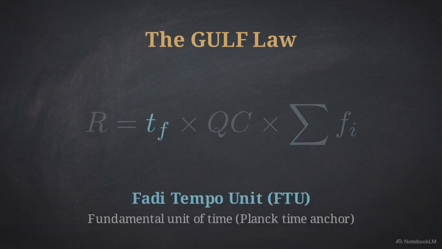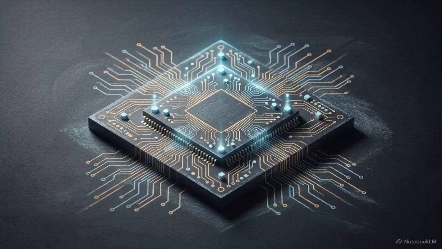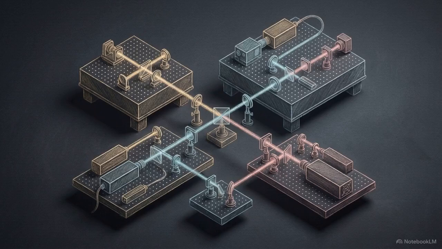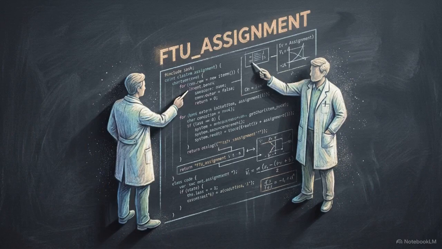The final variable, Tf, is the Foddy tempo unit, or FTU. This serves as the fundamental unit of time for the calculation. In an artificial digital environment, a system might use a standard CPU cycle for its FTU. But computing native physical reality requires an absolute, unchangeable physical foundation. Without a concrete empirical anchor for this time variable, the formula would remain a theoretical abstraction. The assignment of the FTU is the critical test of the entire framework.